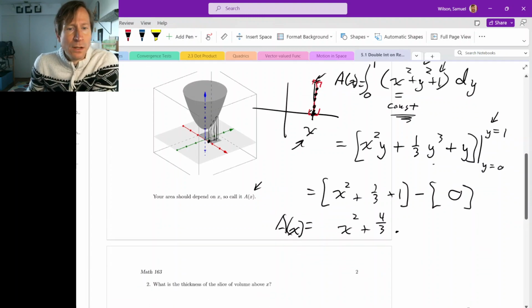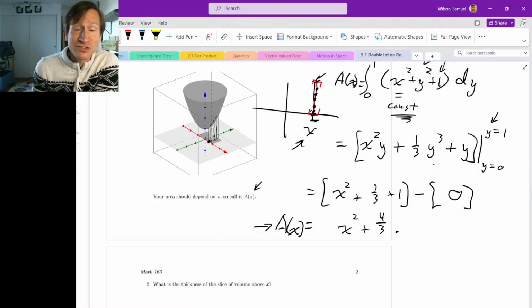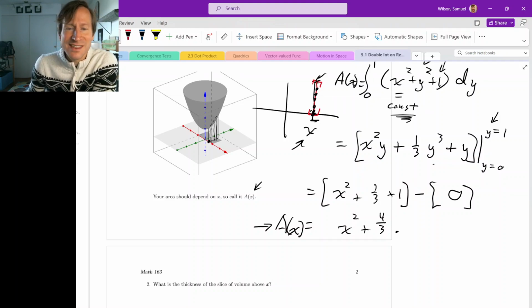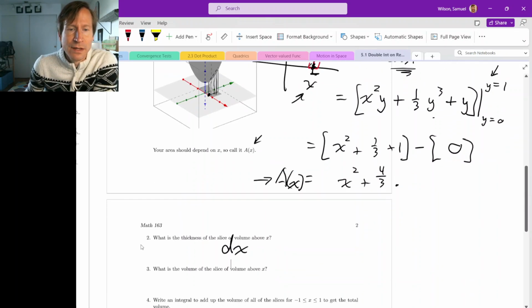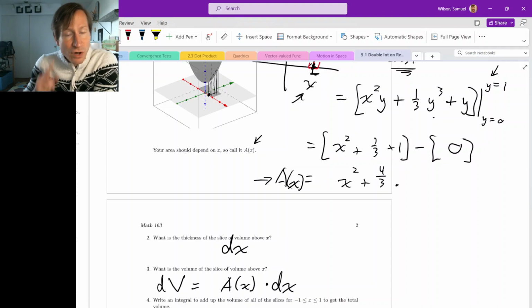All right, so what is the thickness of this slice? Well, this is an area. If we want to thicken it up a little bit in the x direction so that we get a volume, well, the slice is infinitely thin in the x direction, so the thickness of that slice is just dx. So the volume above the slice is going to be the area of that slice times the thickness of that slice, which is dx. We could call this dV, I guess. The volume is the area A of x times dx.